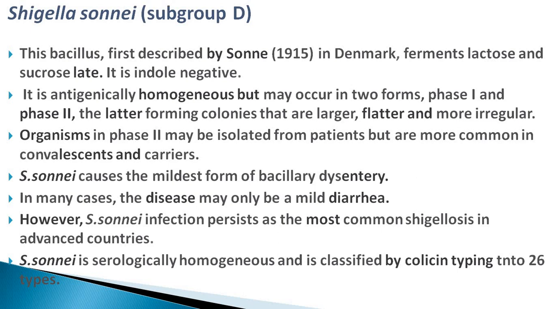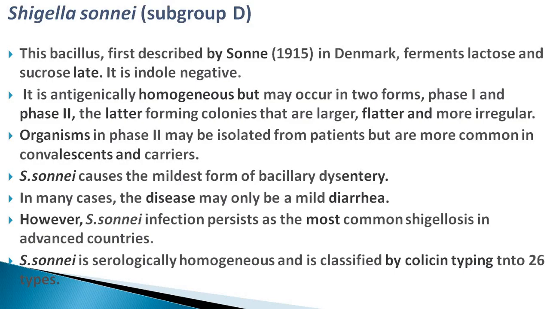Shigella sonnei. This bacillus, first described by Sonne in 1915 in Denmark, ferments lactose and sucrose late. It is indole-negative. It is antigenically homogeneous but may occur in 2 forms, phase 1 and phase 2. The latter forms colonies that are larger, flatter, and more irregular.